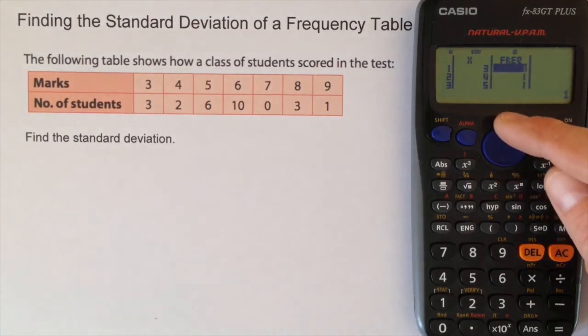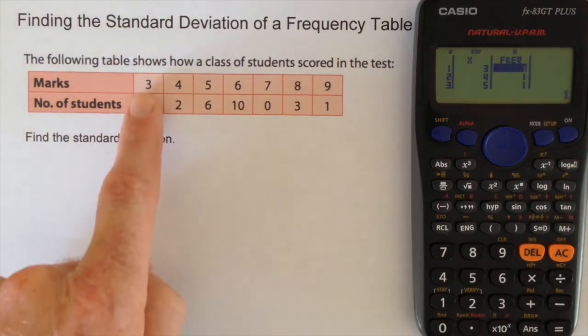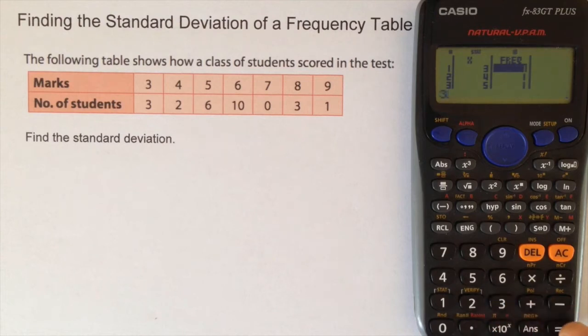I'm going to use the arrow button to now write in the appropriate frequencies. So 3 students got 3 marks. So I write 3 and equals. And 2 students got 4 marks. 6 students got 5 marks. 10 students got 6 marks. No student got 7 marks. 3 students got 8 marks and 1 student got 9 marks.